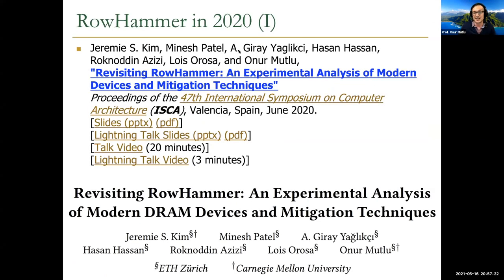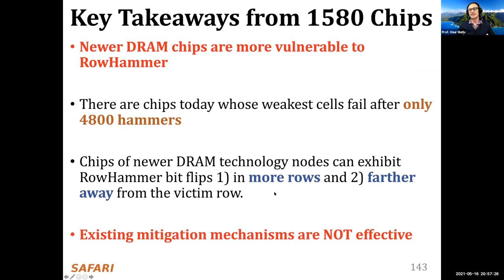And we did a lot of studies. And this is one study that was published in ISCA last year. Basically, the key takeaway is newer DRAM chips are much more vulnerable to Rowhammer and existing mitigation mechanisms are not effective. You can read the paper for more detail, but today you can actually induce these bit flips after only 4,800 hammers, which is within the course of microseconds. Which is really fast.